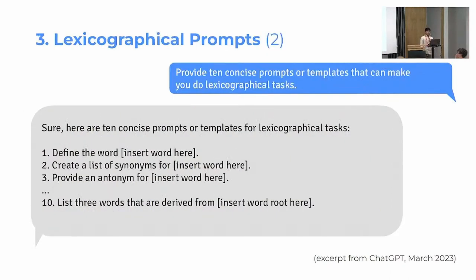And then, due to that lack of information within this invisible microstructure, we asked if ChatGPT can maybe provide the proper prompts that we can use to use ChatGPT effectively. I asked, provide 10 concise prompts or templates that can make you do lexicographical tasks. And these are some tasks that ChatGPT offers. For example, define the word. Create a list of synonyms. Provide an antonym for the lemma, and so on.